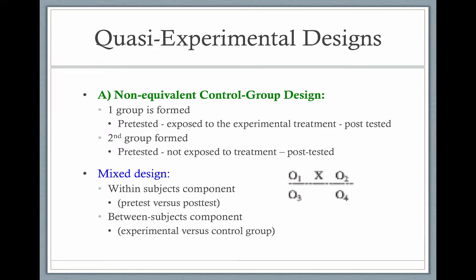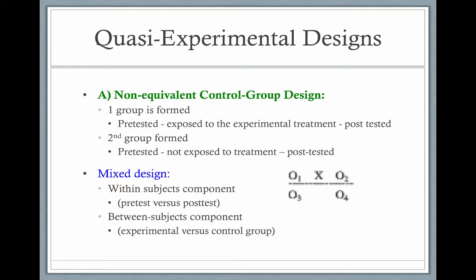One group is formed, pre-tested, exposed to experimental treatment, and post-tested. And then another group is formed and not treated. So we have two groups: observation, treatment, observation, and then another group that doesn't receive the treatment. We have a within subject design, and a between subject design here. We're looking at the treatment within one subject, it's observed, receives a treatment, and observed again, and we're comparing those results to a group that didn't receive the treatment.